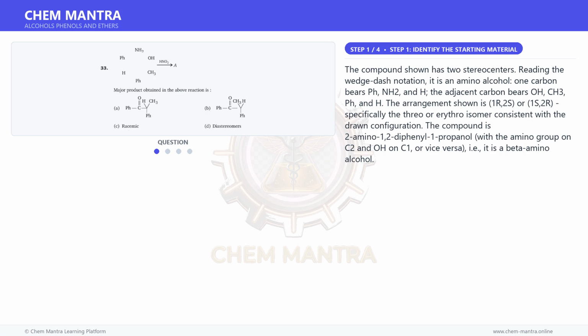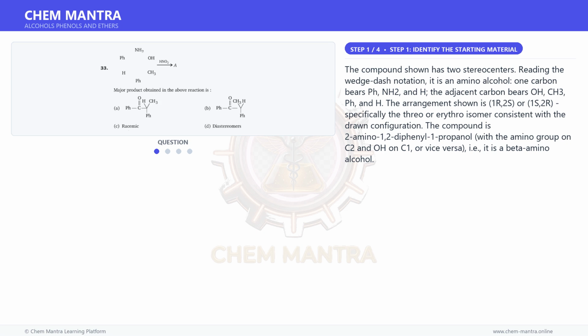Reading the wedge-dash notation, it is an amino alcohol. One carbon bears Ph, NH2, and H. The adjacent carbon bears OH, CH3, Ph, and H. The arrangement shown is 1R,2S or 1S,2R, specifically the threo or erythro isomer consistent with the drawn configuration.